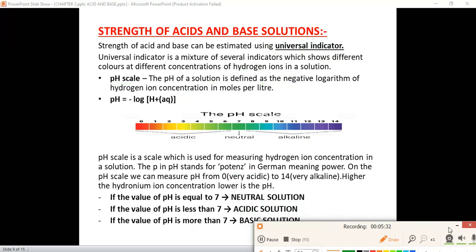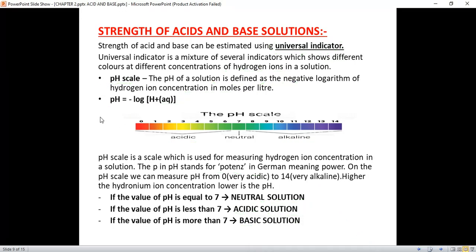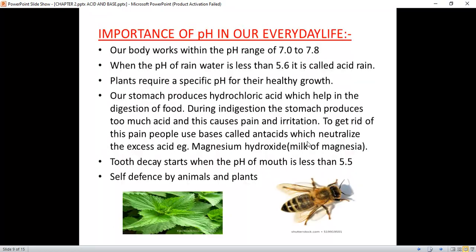Okay, so now it's clear. This is the pH scale, and the value of the pH scale is from 0 to 14. 7 is the neutral value. If the pH of any solution is 7, then it is neutral in nature. pH less than 7 gives us the acidic value, and pH more than 7 gives us the alkaline value.